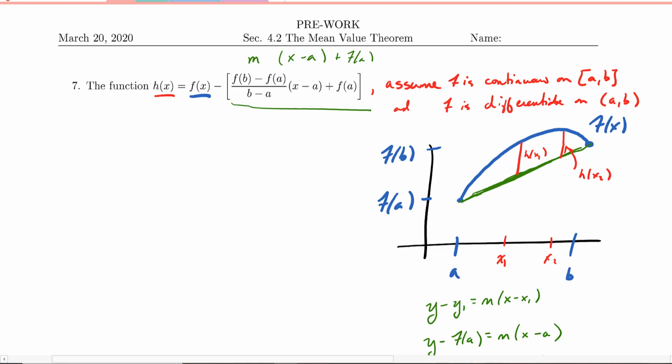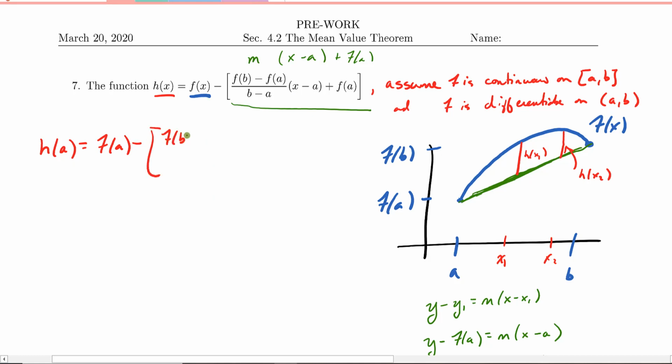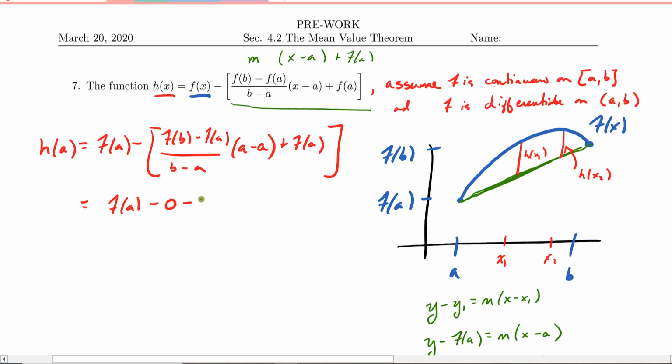It's a really interesting function. The first thing we notice is that h of a is what? Well, h of a would be f of a minus f of b minus f of a all over b minus a times a minus a plus f of a. And if we clean this up, what happens? Notice that for this large expression we just simply have a minus a, so this whole expression here is 0. That would clean up to be f of a minus 0 minus f of a, which gives us 0.